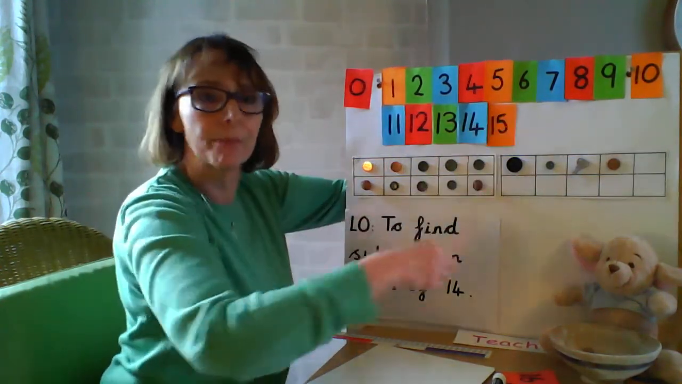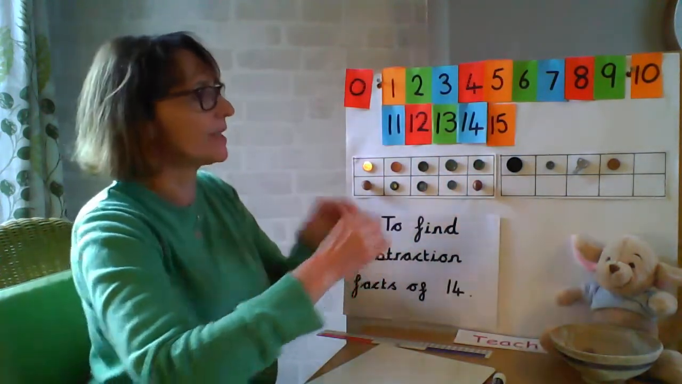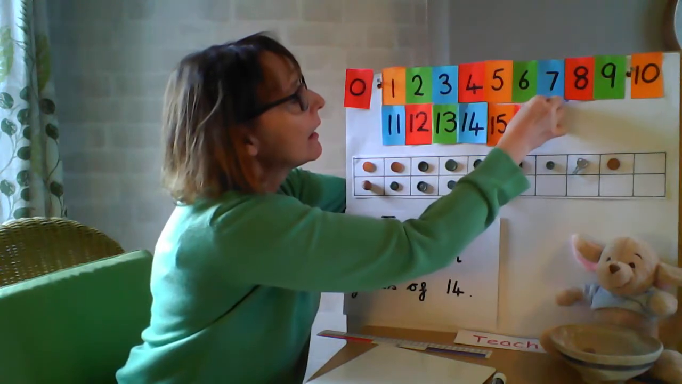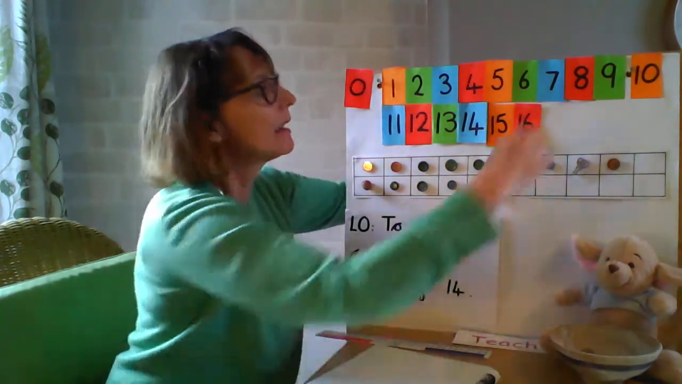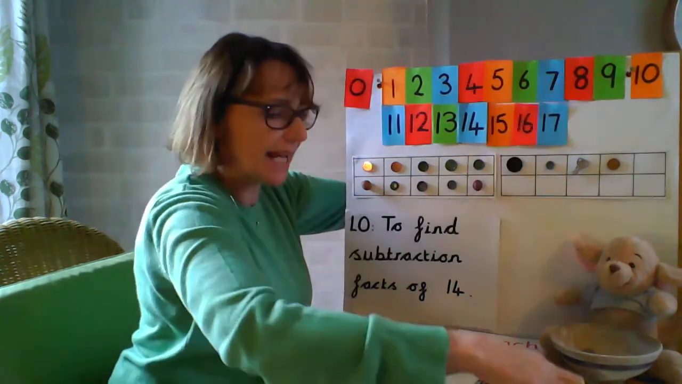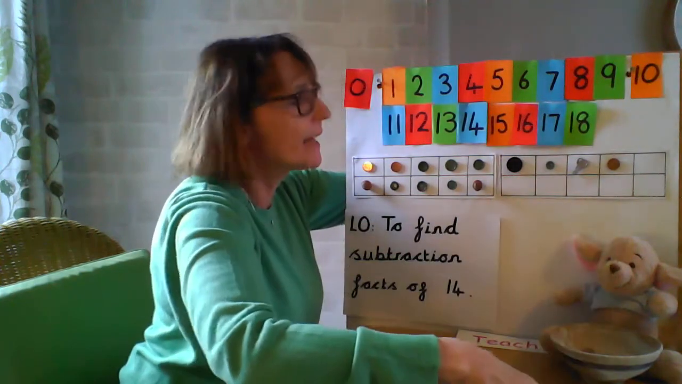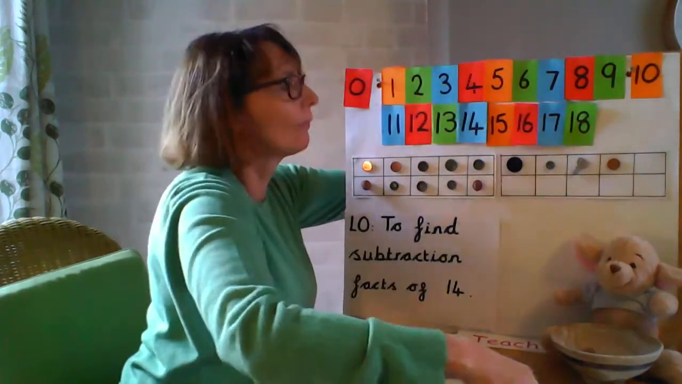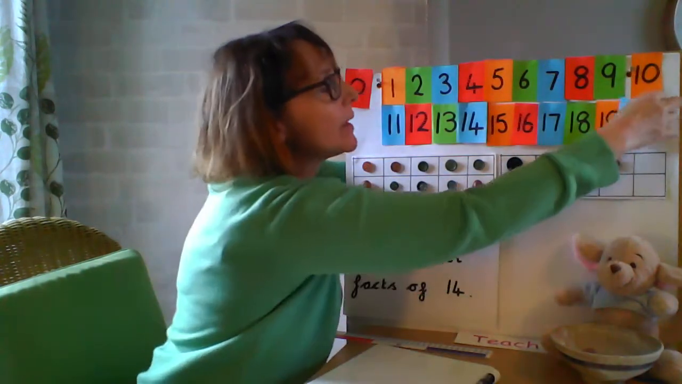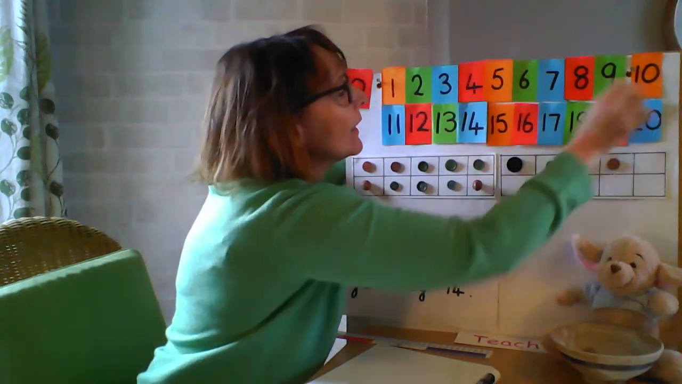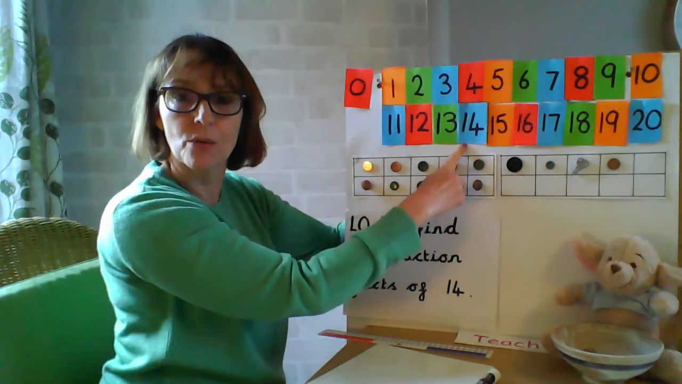I am going to need number 16. I've lost the blue tack, there it is. I am going to need number 17, number 18, number 19, and number 20. And I could keep going higher, but I'm going to stop at 20 today. Okay, so this is the number we want to end up with, always 14.